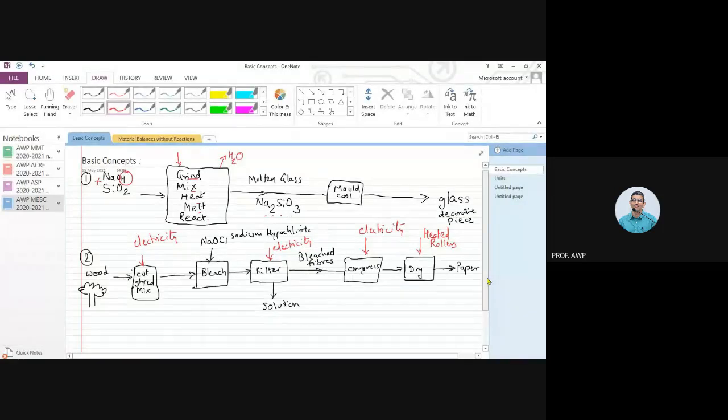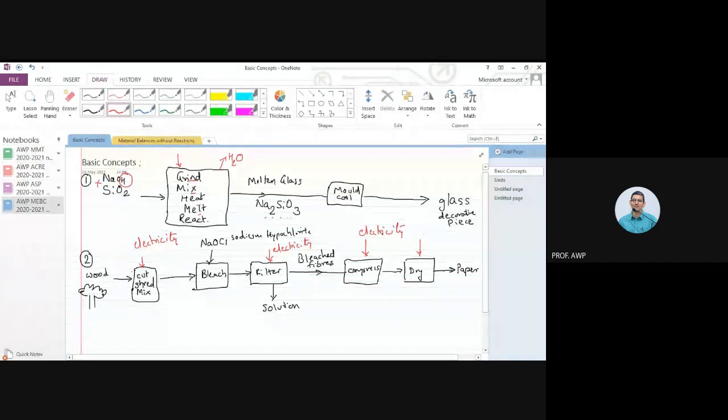Anybody seen any paper mills? It's a continuous process. You make the paper as one big roll, and then you cut it into pieces for whatever you want to do with it. The rolls are heated to a certain temperature, so you need a heat supply. Many times you heat the rolls using steam.